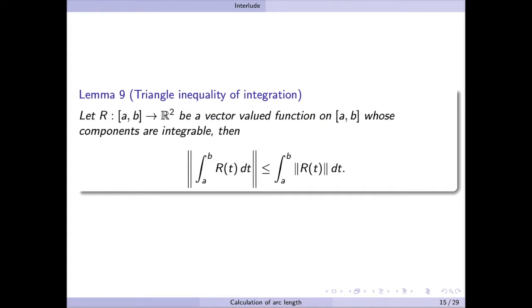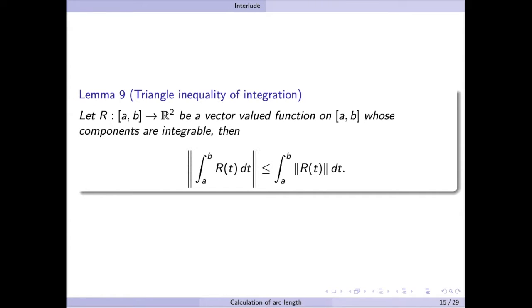In this interlude, we now build up to lemma 9, which provides a result called the triangle inequality of integration as applied to vector valued functions. This result will then be important in establishing the all-important connection between the rate of change of the arc length function and the rate of change of the parameterization t and its norm.